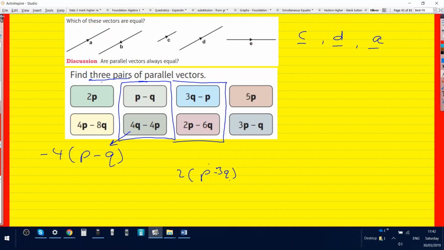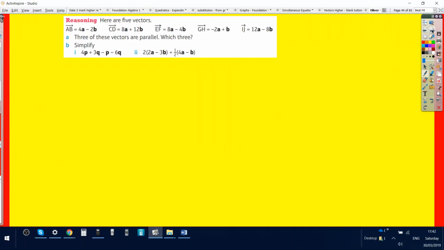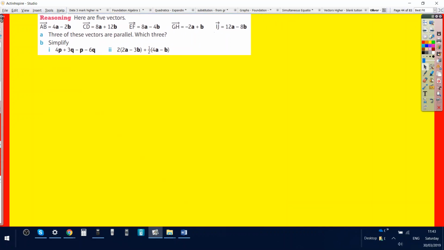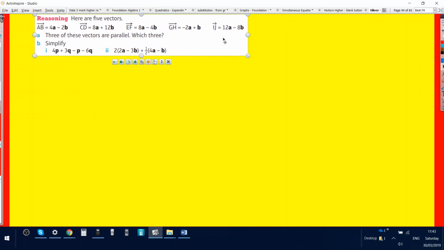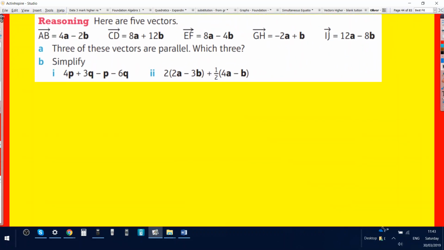Well, these 2 are definitely parallel. 2p and 5p. Yeah. And then the other ones is because you're factorizing out a minus, is it? Let's not get confused. Okay, how about this? So this is kind of more like it. Okay, which are the parallel vectors?